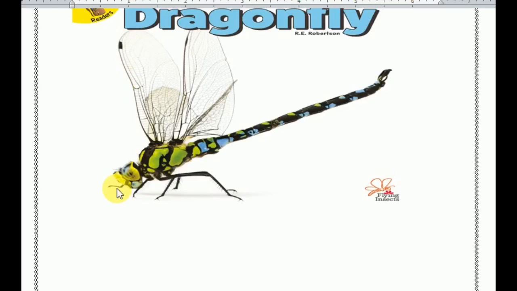It has good eyesight, and it depends much more on its eyesight than on the sense of touch and feel. So if its antennas are tiny, it's not a problem for them. It is depending more on its eyesight. And its 2 sets of wings help it to fly.